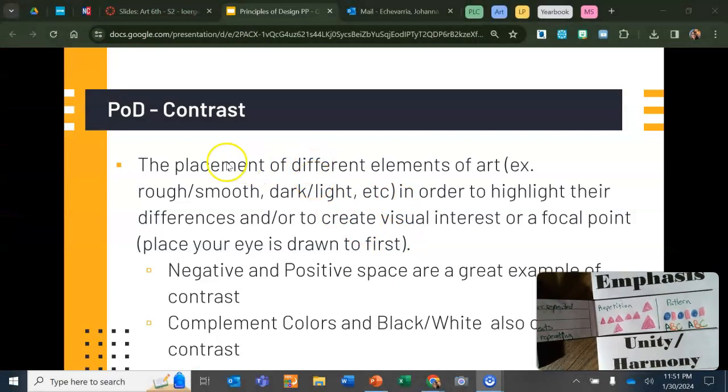Next up is contrast, the placement of different elements of art, so rough and smooth, which is texture, dark and light, which is value, etc., in order to highlight their differences and or to create visual interest or a focal point. So focal point is the place your eye is drawn to first when you look at a work of art. Negative and positive space create high contrast, and so do complementary colors.